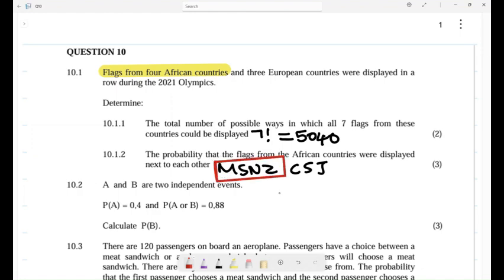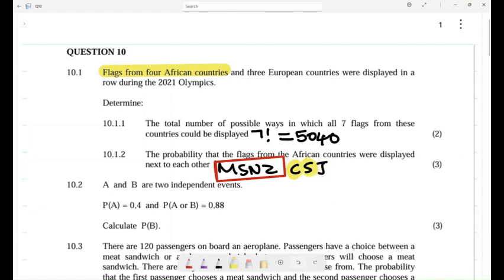Why? Because there is a possibility that it can be Mozambique, China, South Africa, Japan, Spain. You see now they are not next to each other. So if you want them to be next to each other, we're gonna collect them inside their group, like this: Mozambique, South Africa, Nigeria, as well as Zimbabwe, inside their group. Then these ones, it is China, Spain, and Japan.